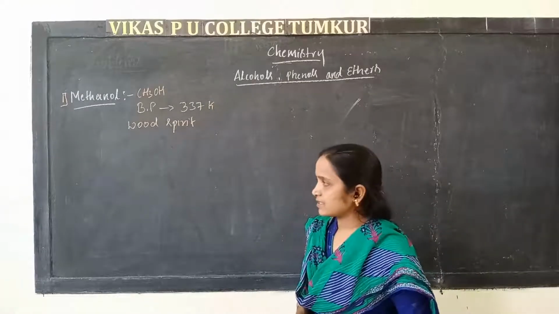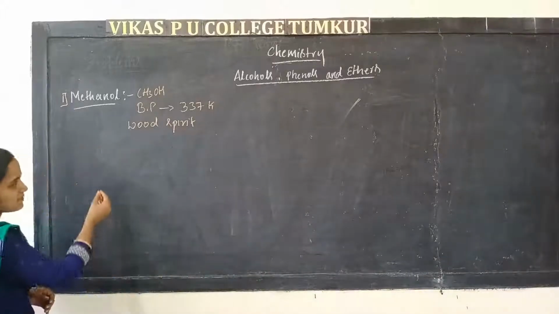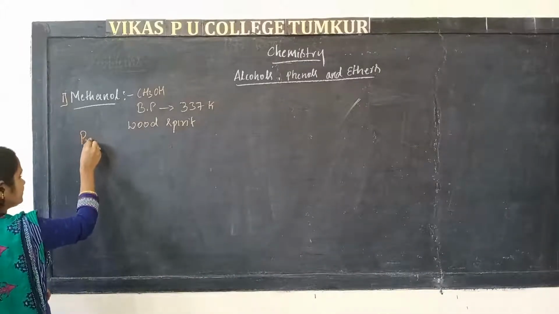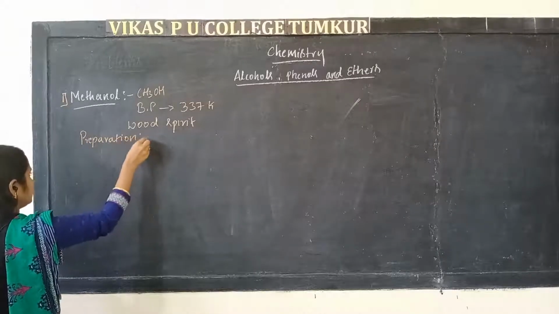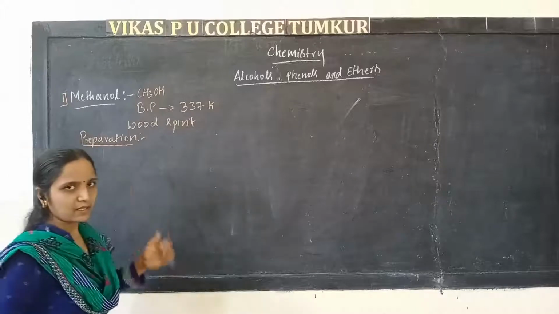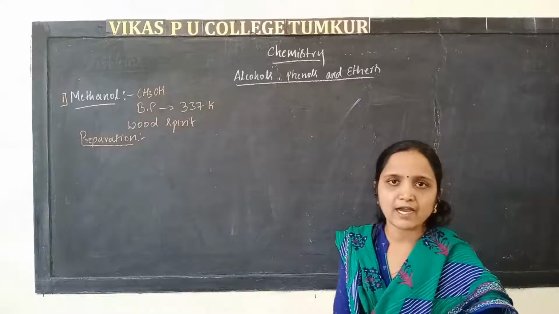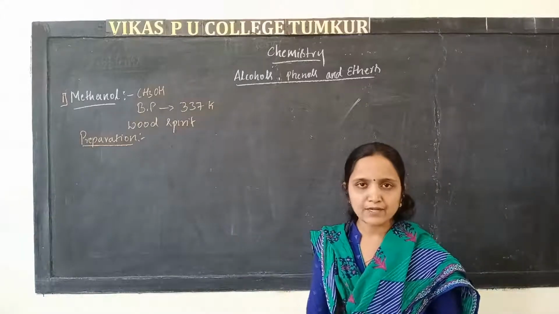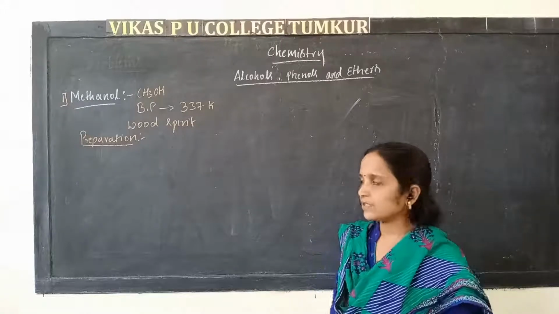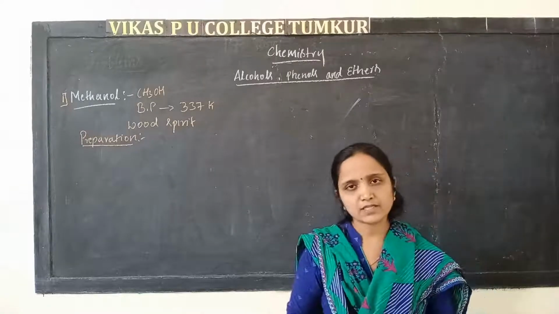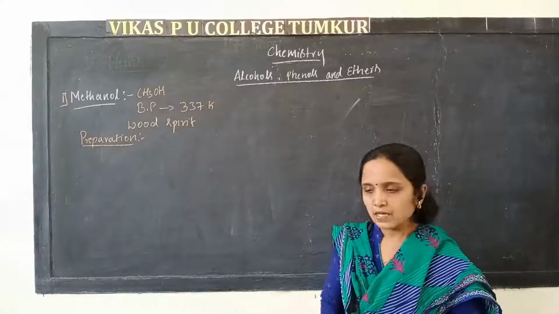Now we are going to discuss how methanol is prepared commercially. The preparation of methanol: methanol is prepared by the catalytic hydrogenation of carbon monoxide, in the presence of ZnO and Cr2O3.